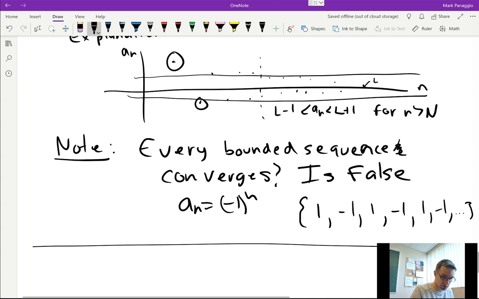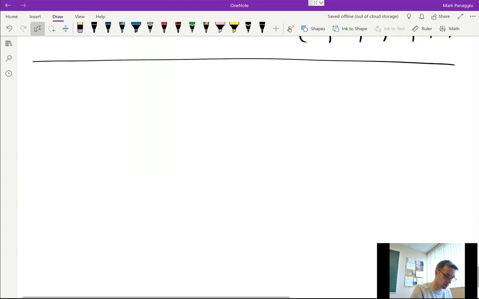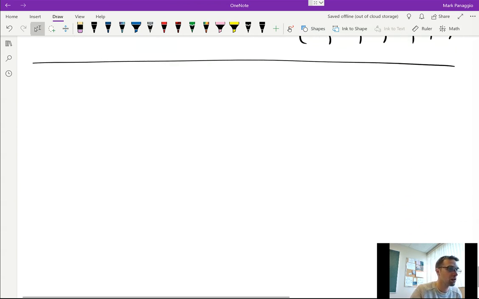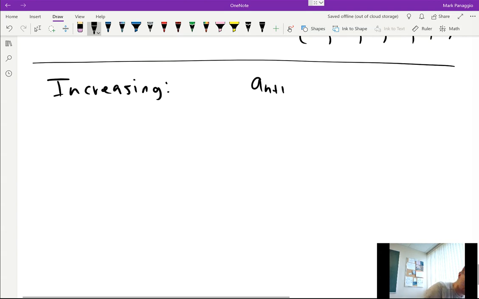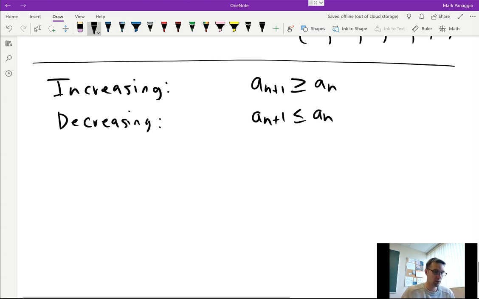We need to know what it means for a sequence to be bounded. What about sequences being increasing or decreasing? That's another important characteristic. So we can say that a sequence is increasing if the next term, which I'll call a_(n+1), is always at least as big, if not bigger, than a_n. And we could say the sequence is decreasing if, well, the next term is smaller than the current term.